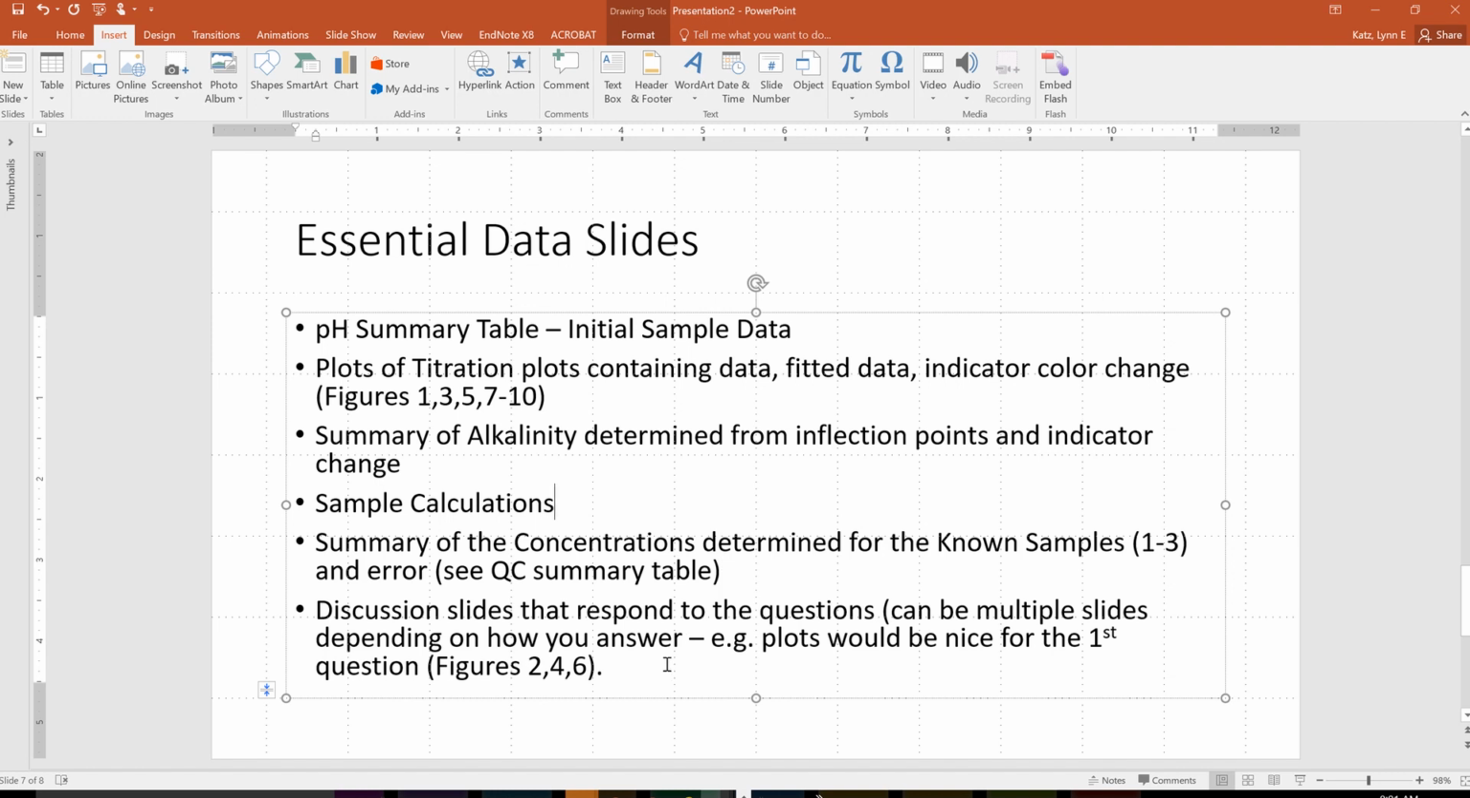And then when answering the questions, prepare discussion slides that respond to those questions. These can be multiple slides depending on your answer. And if there's a plot that would back up your statement, include that. For example, figures 2, 4, and 6 would be good for question 1, which is asking how the theoretical and actual titrations compared for the known samples. So I think that's about it.